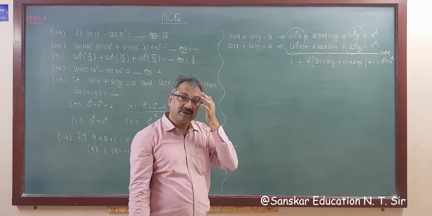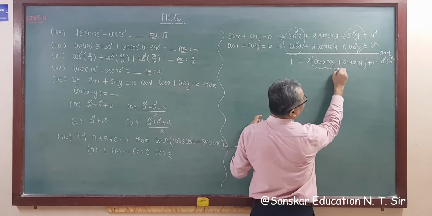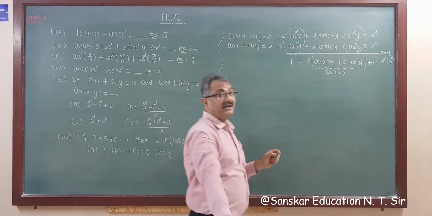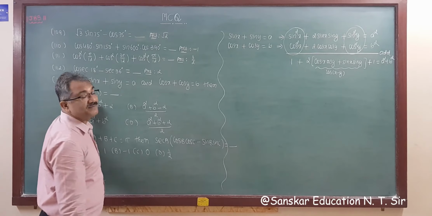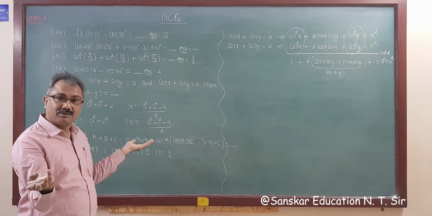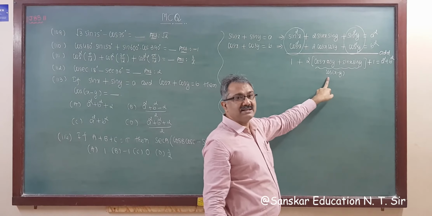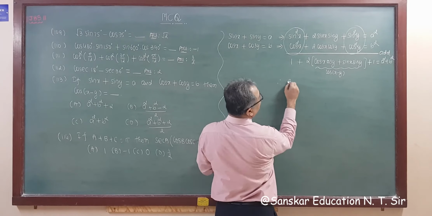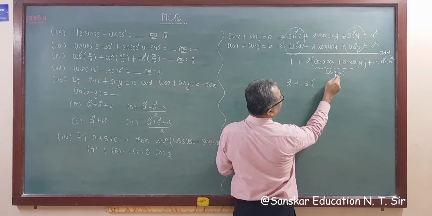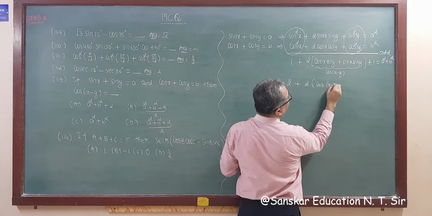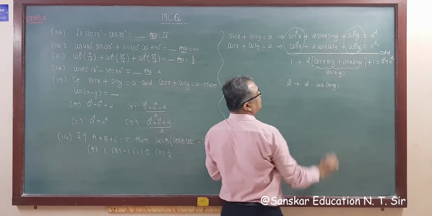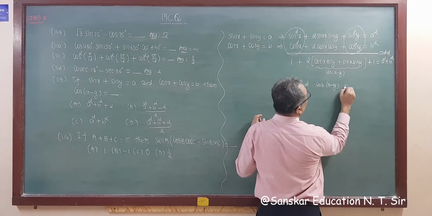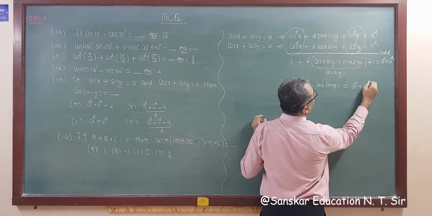Right? Got it? Now what is this? This is the formula for cos x minus y. So this is cos x minus y, and you need cos x minus y. You will get your answer now. Make it the subject. So this is 1 plus 1, that is 2. So therefore 2 plus 2 times cos x minus y is equal to a square plus b square.